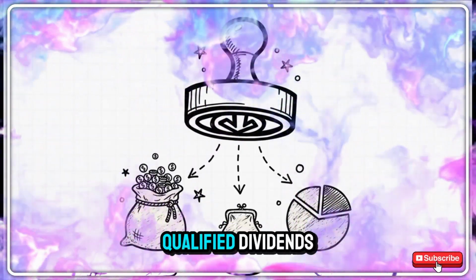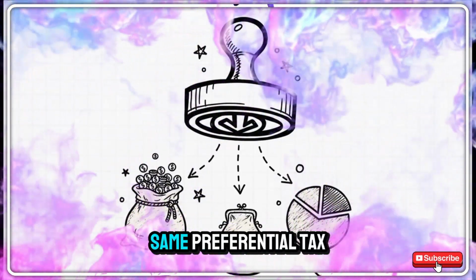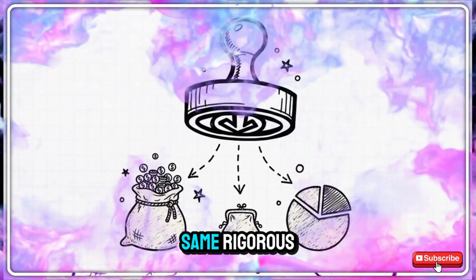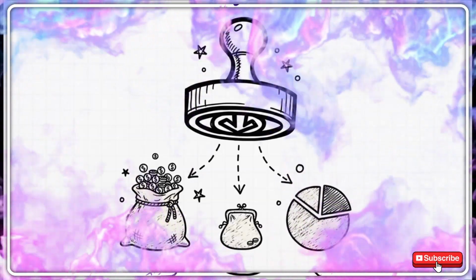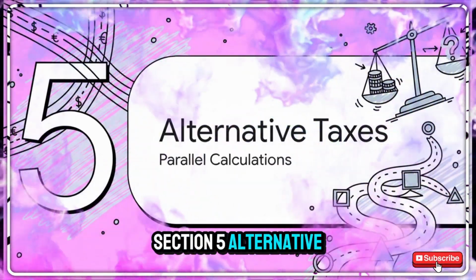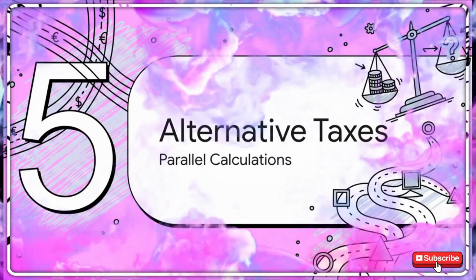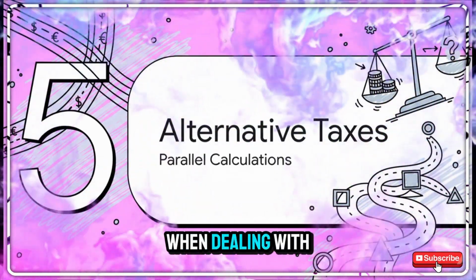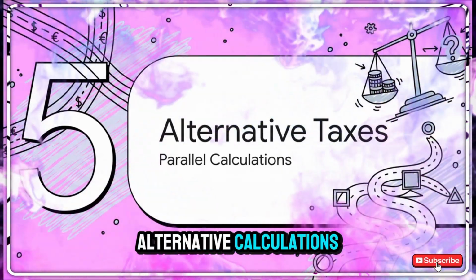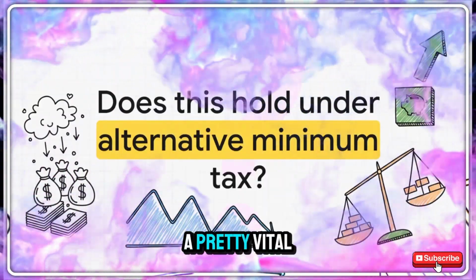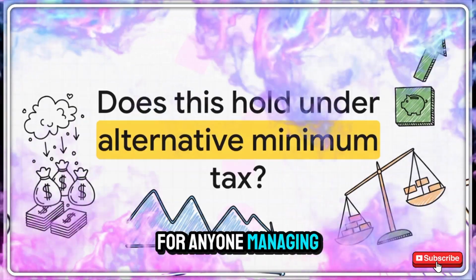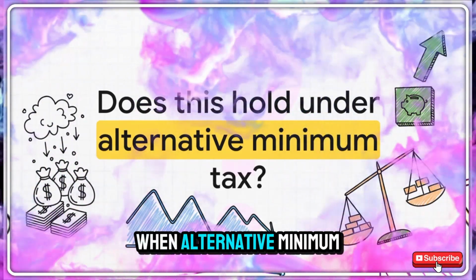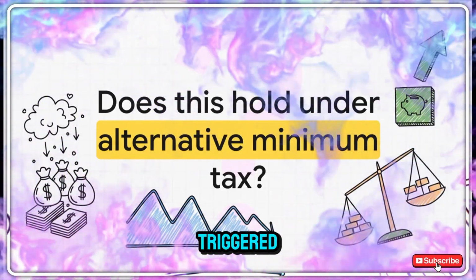Plus, since U.S. qualified dividends share that exact same preferential tax DNA as capital gains, they get hit with the exact same rigorous fractional reduction. Section 5. Alternative tax variances. As we near the end, we've got to examine the boundary conditions when dealing with parallel alternative calculations. This brings up a pretty vital question for anyone managing complex portfolios. What happens when alternative minimum tax rules are triggered?